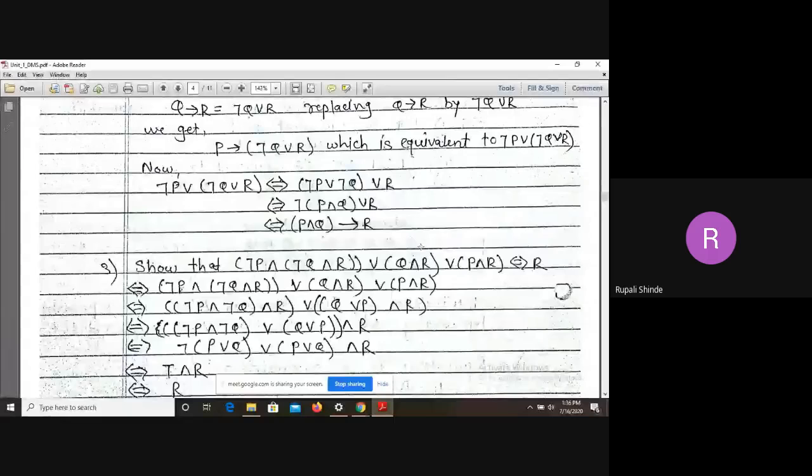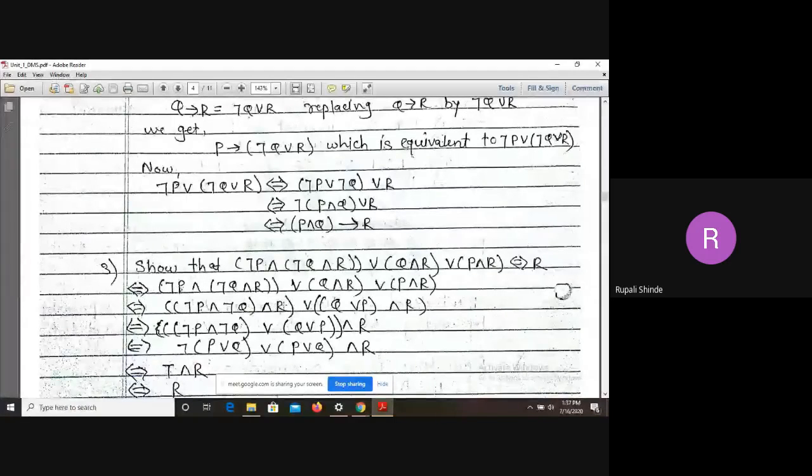Now, next question. Again, they have said, show that this formula is equivalent to R. This question is very important as they have asked this question in near about each and every question paper. So see here, what is the given formula? Negation P and negation Q and R, or Q and R, or P and R. First we can combine these two negations in one bracket as negation P and negation Q, and we can take this and R outside.